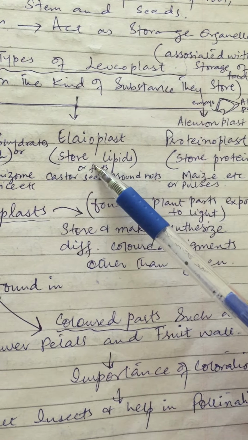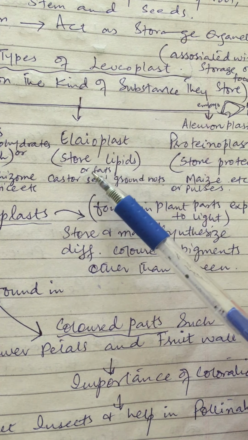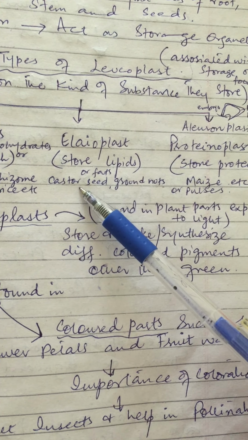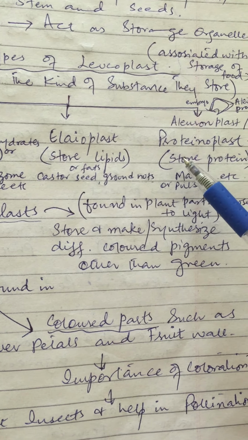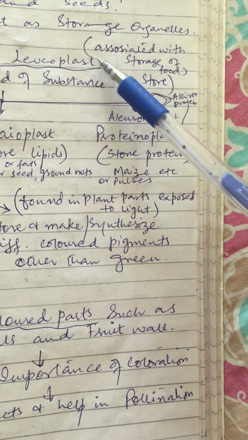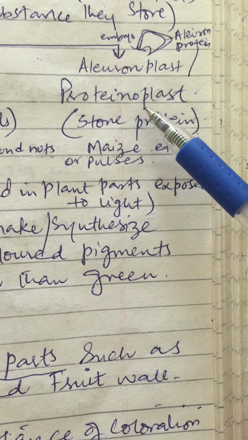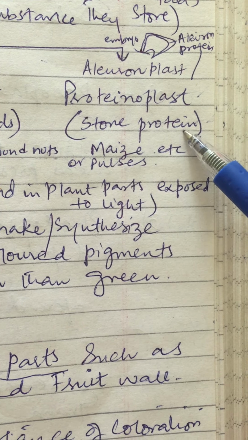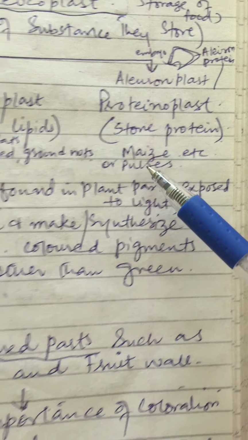Next is the elaioplast. Elaioplasts store lipids or fats. The examples include castor seed and groundnuts. The third type of leukoplast is the proteinoplast. Proteinoplasts, as the name indicates, store proteins. Examples include pulses, maize, etc.